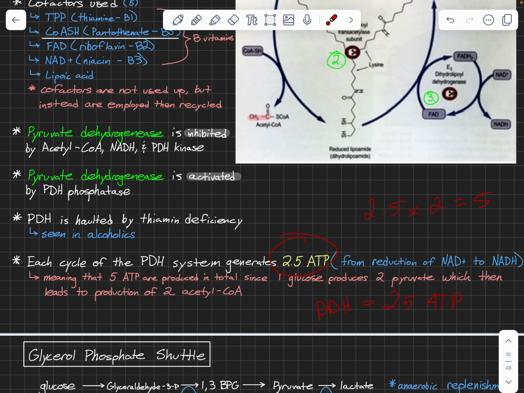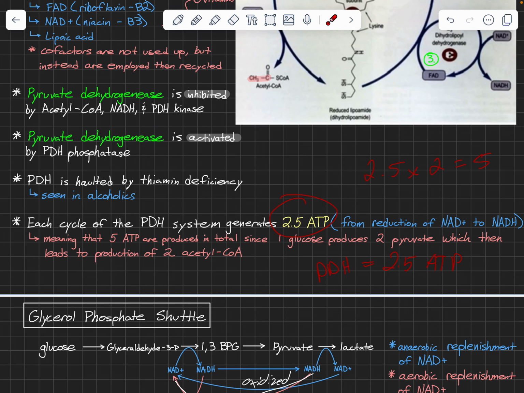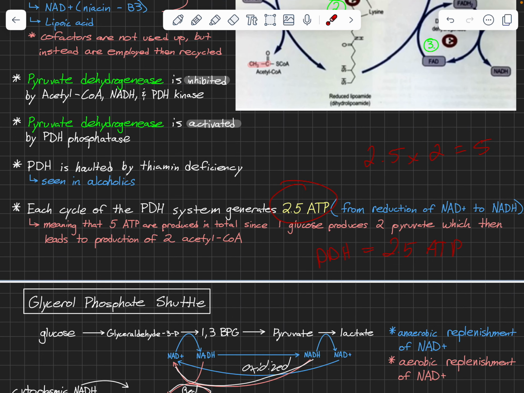But what I think we just need to know right now is PDH is halted by a thiamine deficiency as well, and it's seen in alcoholics. So the student body at our school might not have a very operable PDH system because we may need to drown our sorrows after the high intensity of exams, especially in trimester 3. And again, right here, each cycle the PDH system generates 2.5 ATP from the reduction of NAD to NADH, and we just talked about that with that little redox reaction I drew.